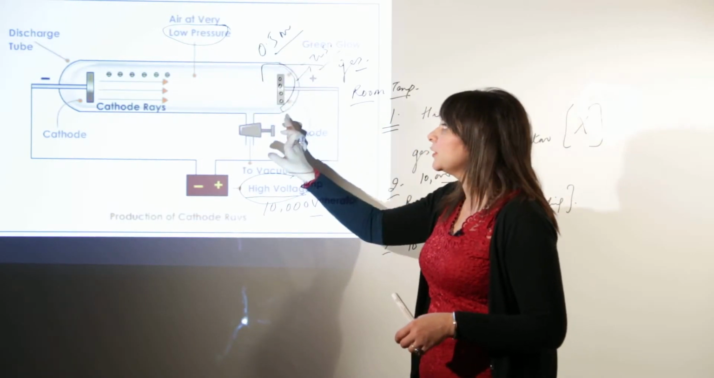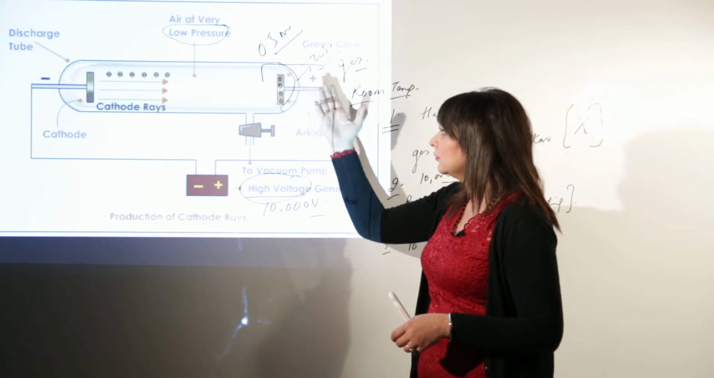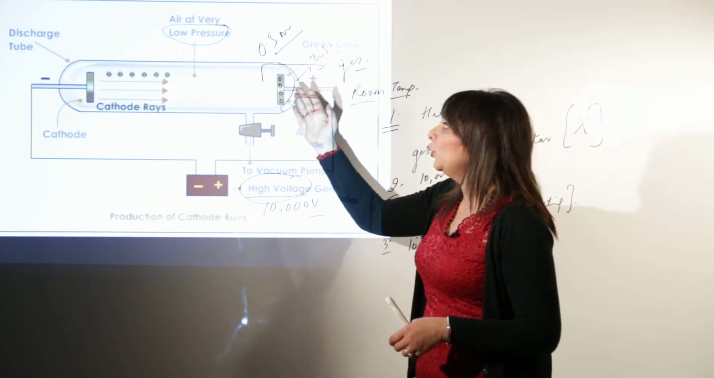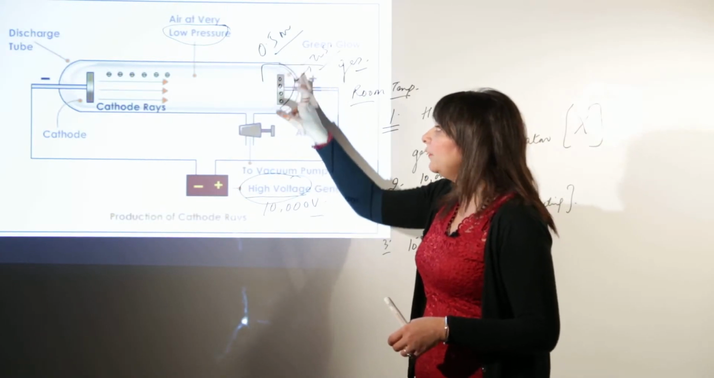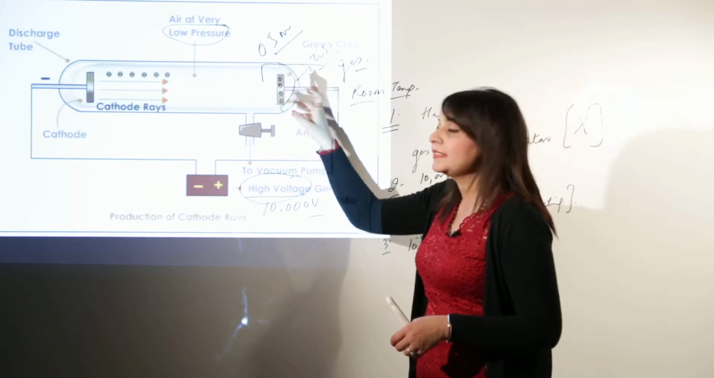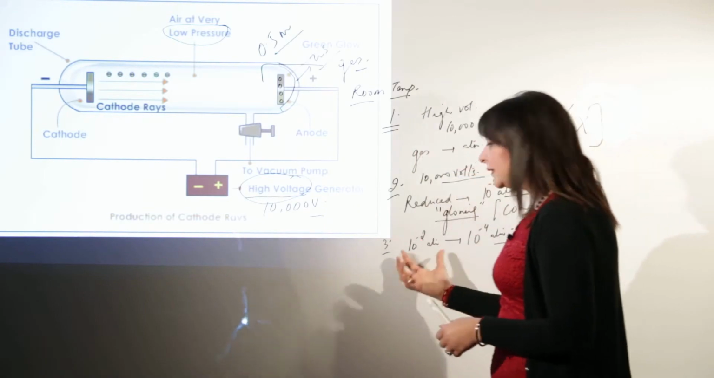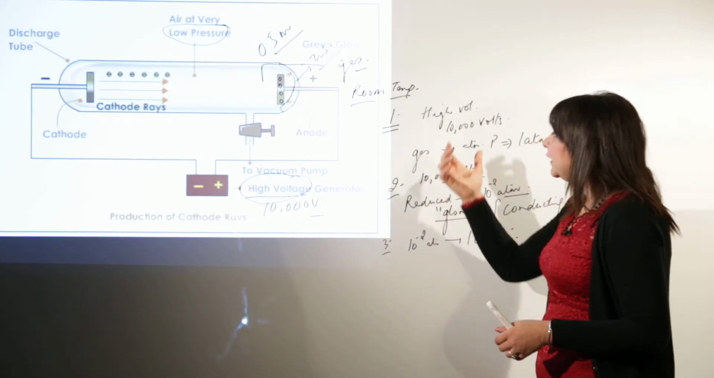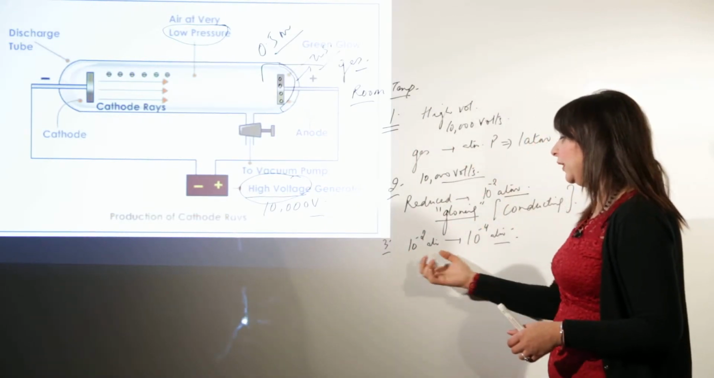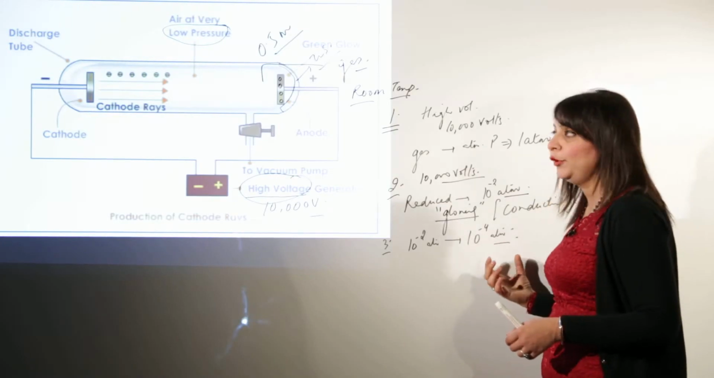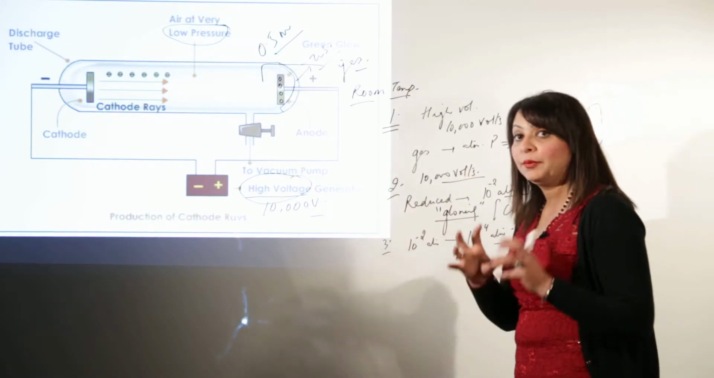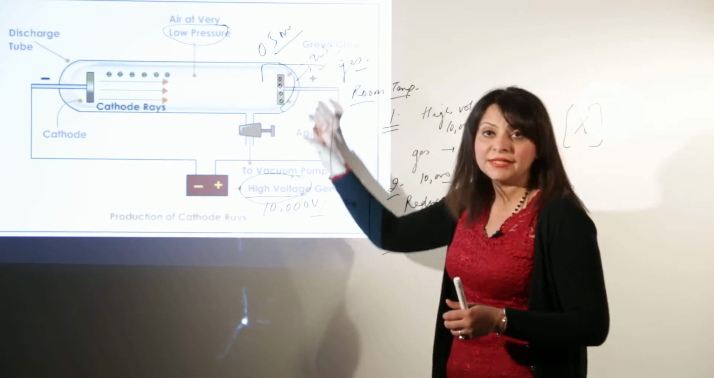the tube behind the anode was covered by the fluorescent material screen, that is the zinc sulfide screen. So what happened? When the same conditions were applied, that is the high voltage and the pressure reduced from 10 raised to power minus 2 to 10 raised to power minus 4 atmosphere, there was a glow, a bright glow seen in the zinc sulfide screen.